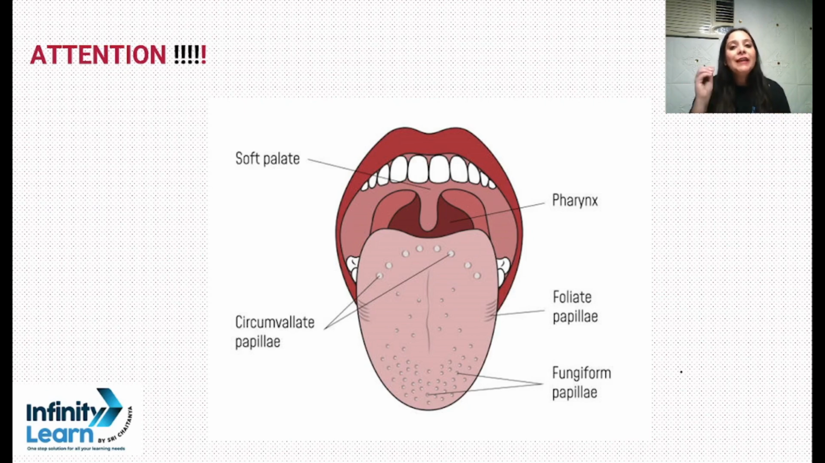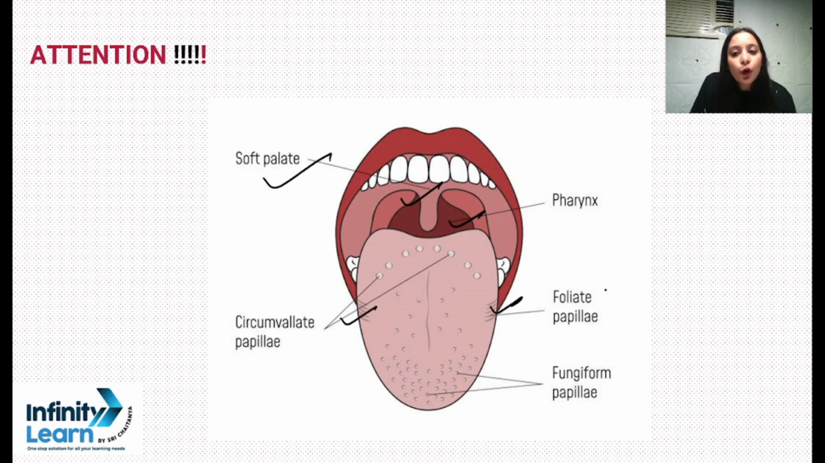Now if you see the tongue carefully in a mirror, or if you observe the tongue carefully, you will find these structures. See, in your mouth there is this soft palate. This is the pharynx, and on the tongue, you can see that it has papillae over its surface. You can see the papillae on these sides also.